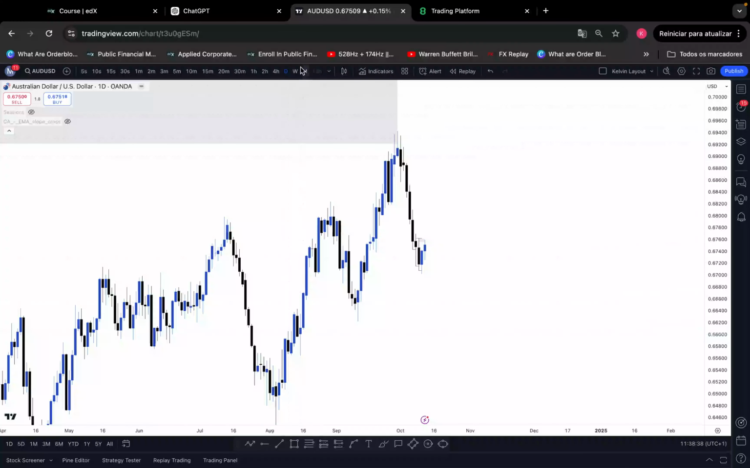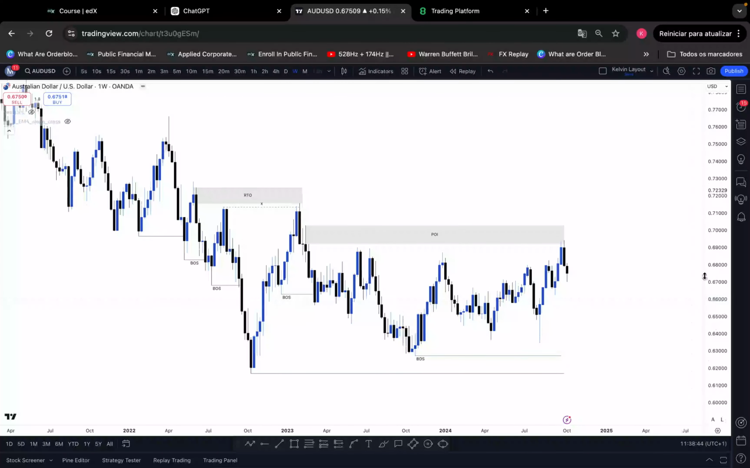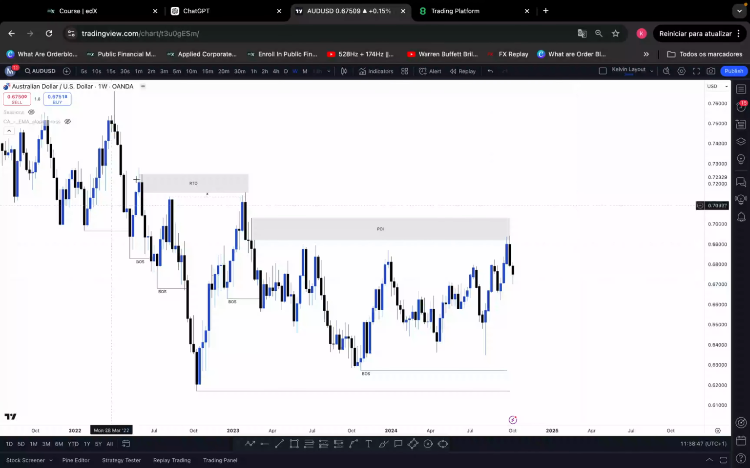So Aussie dollar, let's look at Aussie dollar from the weekly time frame. I think that's all we need. If we look at the past, we can see that we had a break, mitigation. We had a break of structure, price then came to mitigate, and then we had this internal major change of character, and price just came into this supply zone right here.